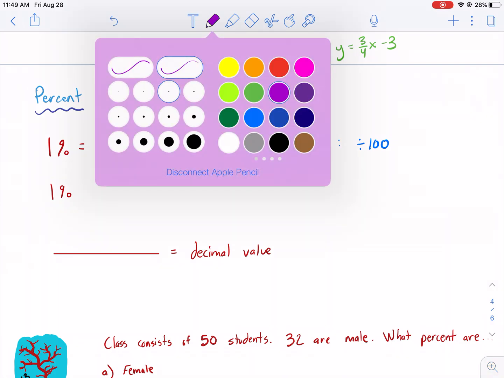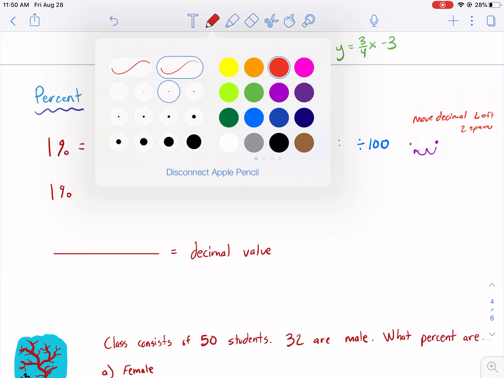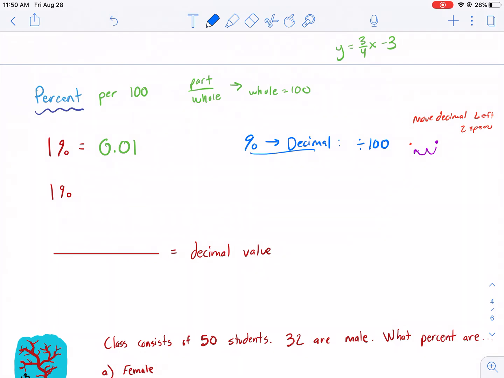Another way to do this is to move the decimal place. So move the decimal 2 places to the right. No, that's false. It's 2 places to the left because we want to make the number smaller. Okay, so 2 to the left. Move decimal left, 2 spaces. If you want to go from a decimal to percent, you go the exact opposite. You're going to multiply by 100, you move the decimal 2 places to the right.